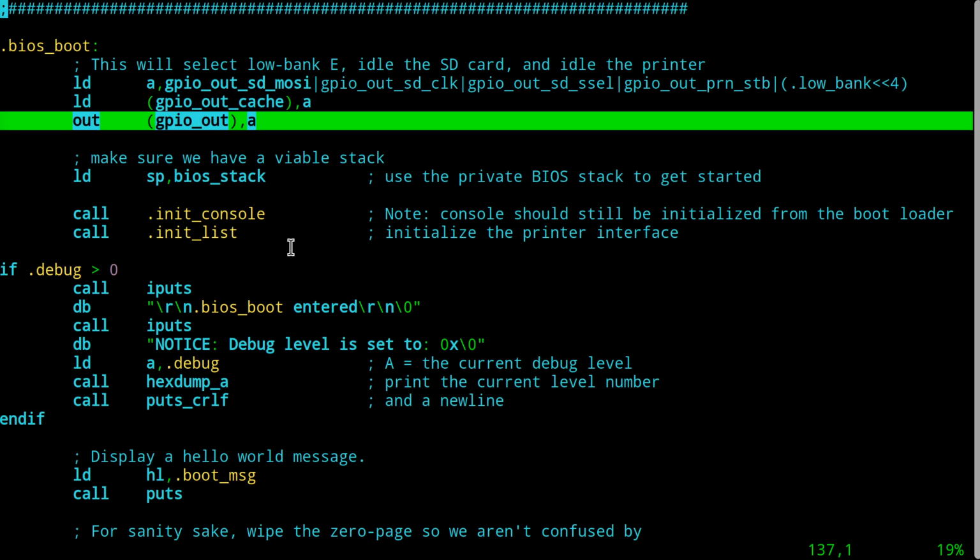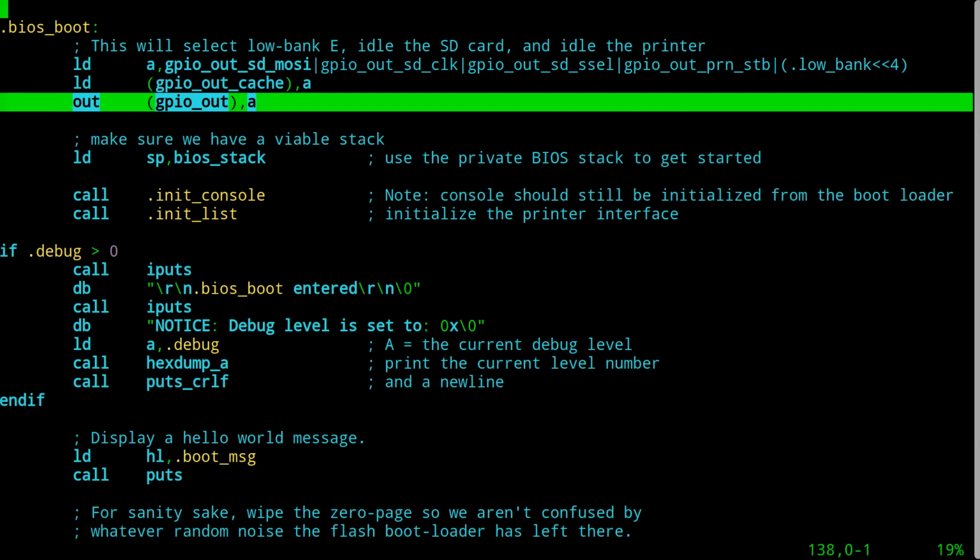After this, there's almost no changes to the rest of this BIOS. Let's look at the few changes that are in here.